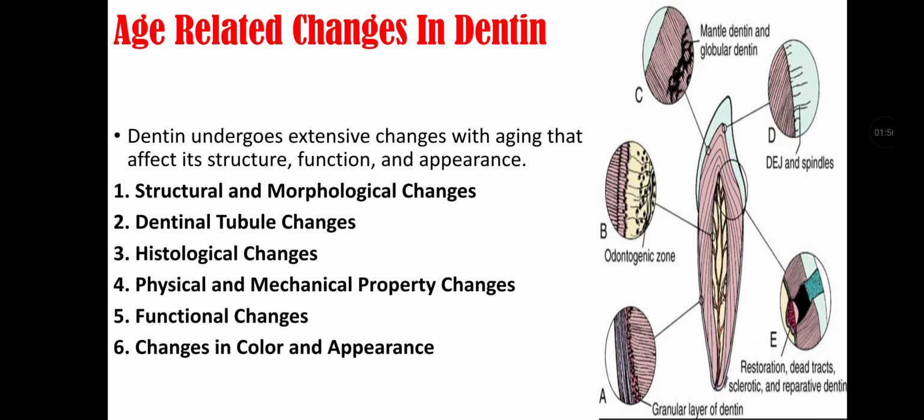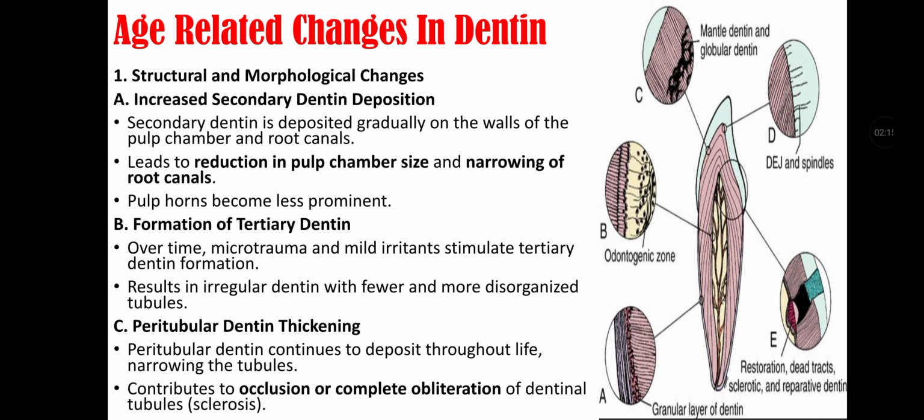Age-related changes in dentin. Dentin undergoes extensive changes with aging that affect its structure, function, and appearance. These changes include structural and morphological changes, dentinal tubule changes, histological changes, physical and mechanical property changes, functional changes, and changes in color and appearance.